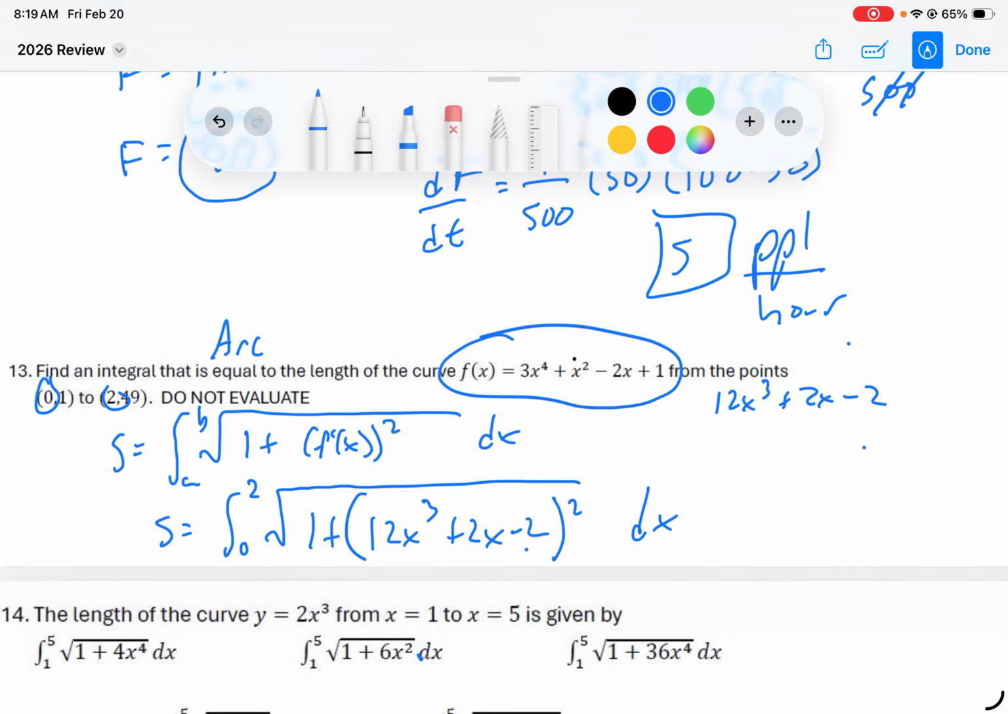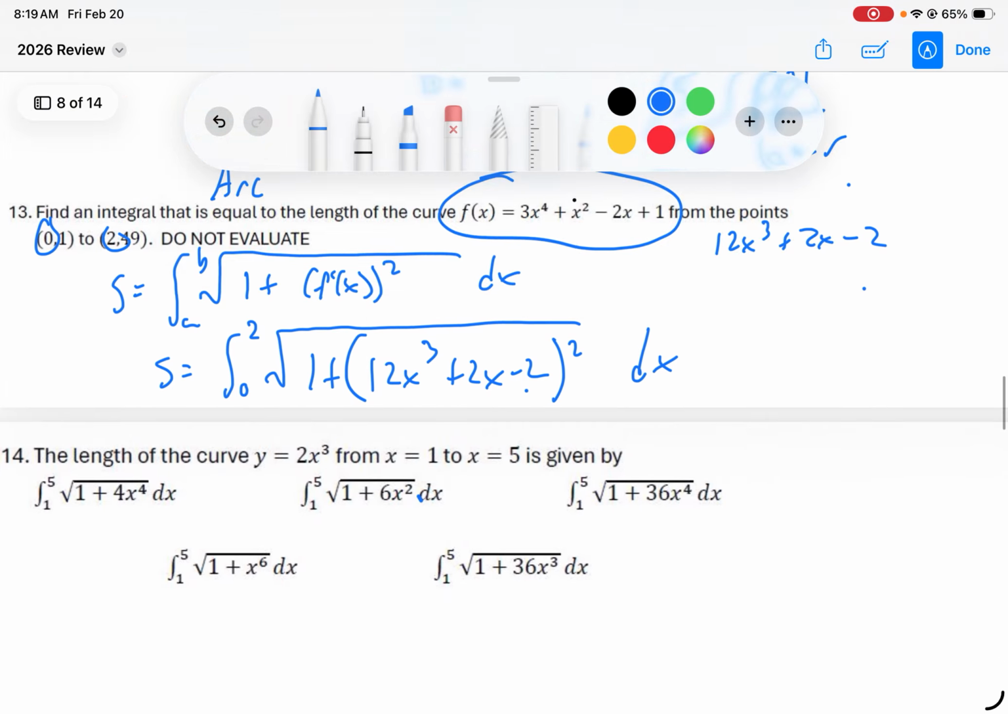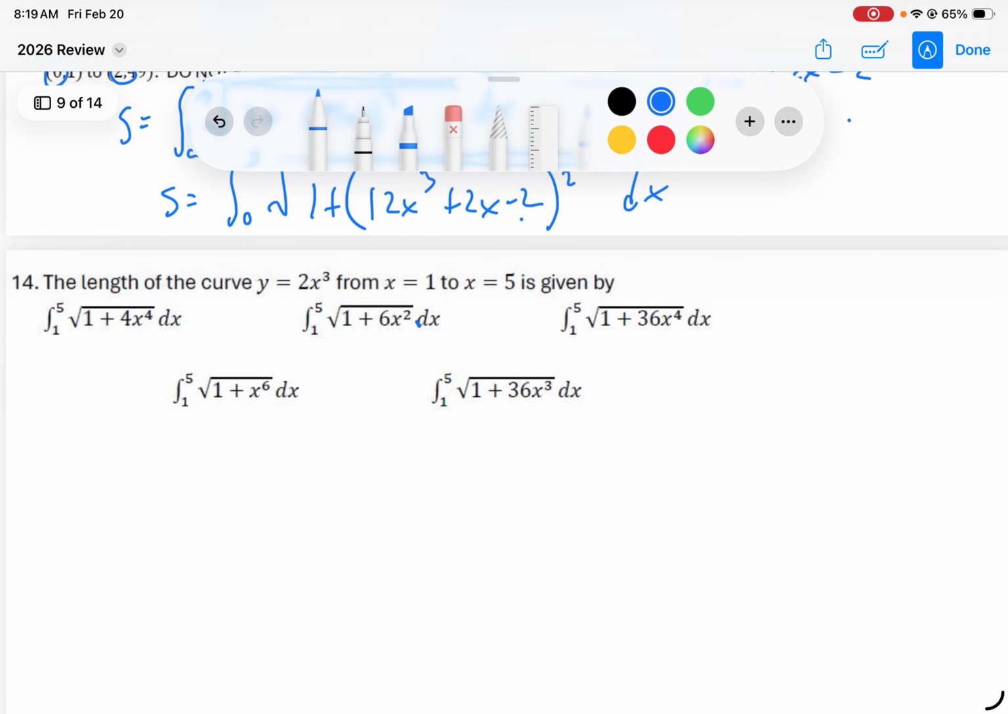Then that would be it. You could square that out, whatever, but there's an integral that would set it up. All right, number 14, the length of the curve is that from 0 to 1.